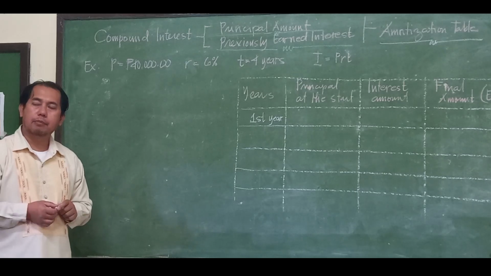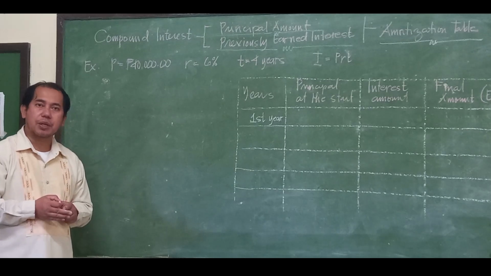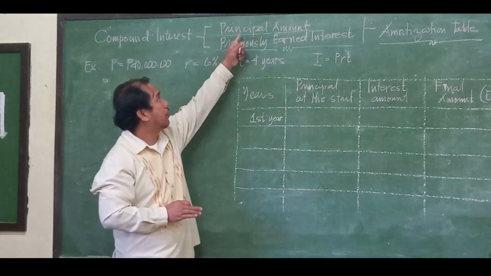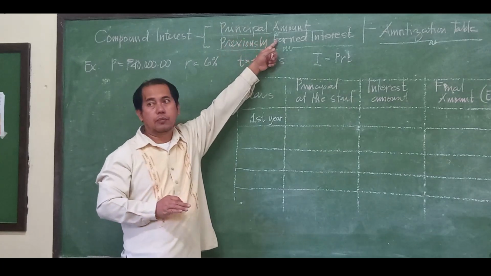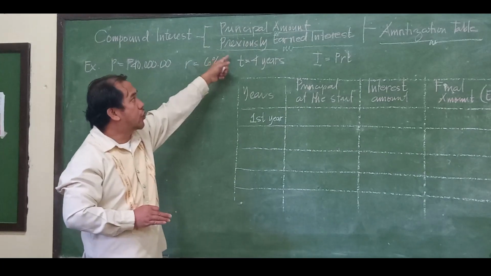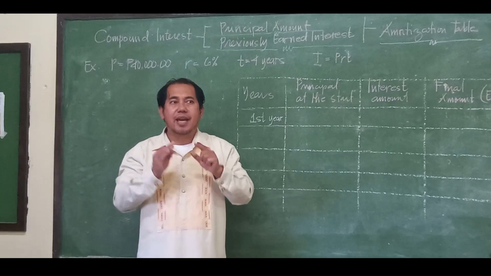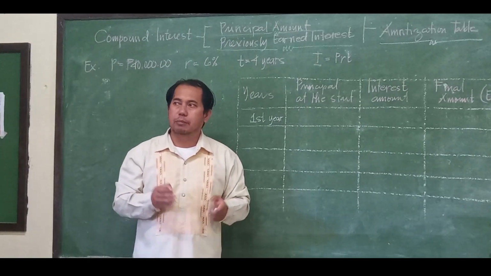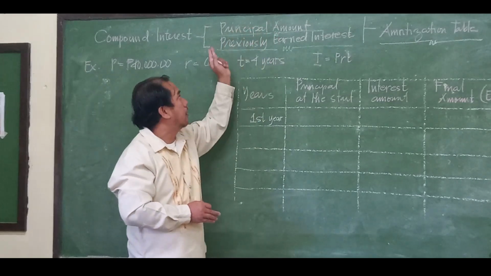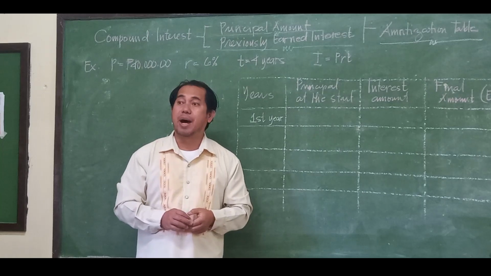Now last time, we have said that when we say compound interest, the interests are actually coming from what? They are coming from the principal amount, and another one, the previously earned interest. Meaning to say, the gain of whatever loan that you will be doing will be coming from the principal amount and the previously earned interest. And that is the meaning of compound interest.